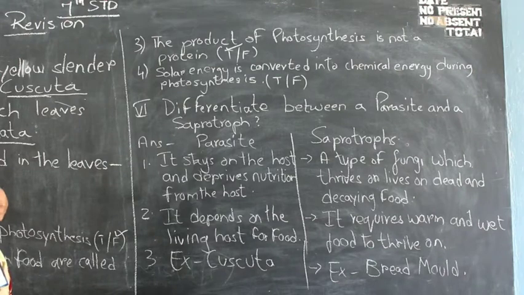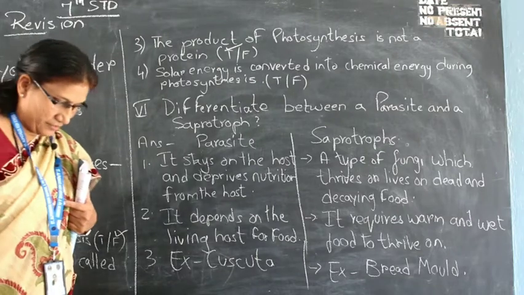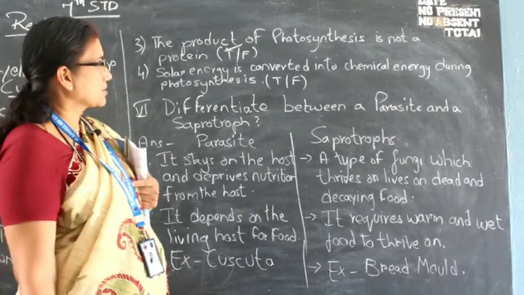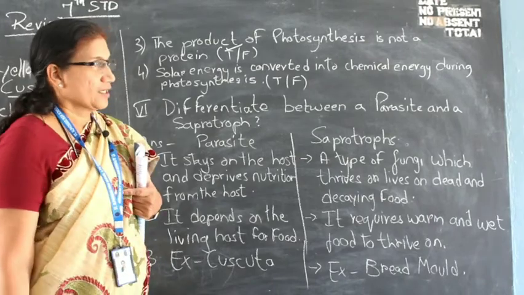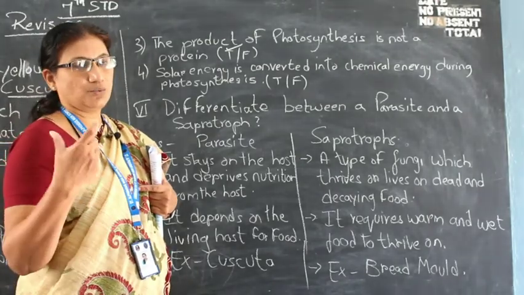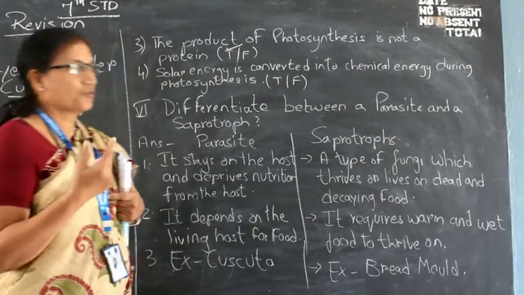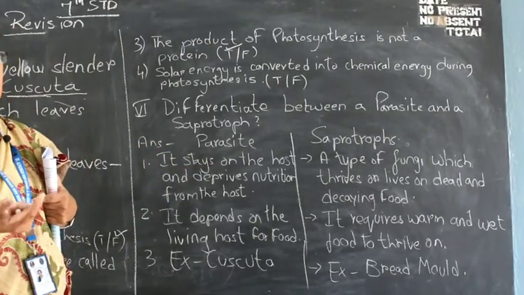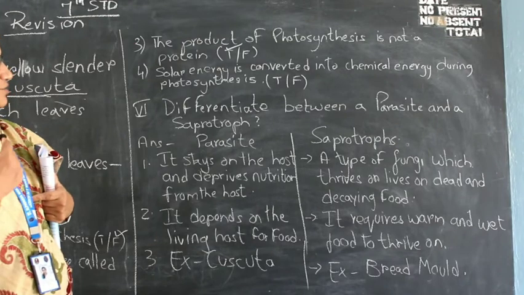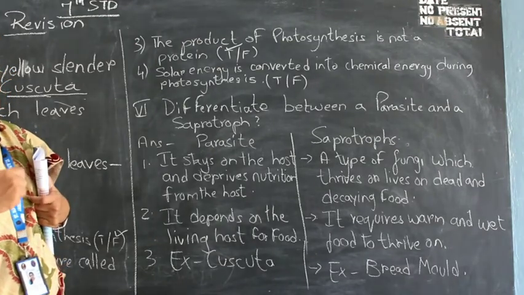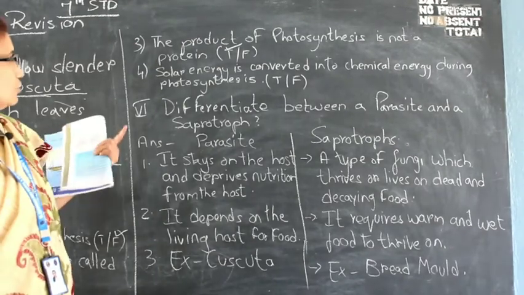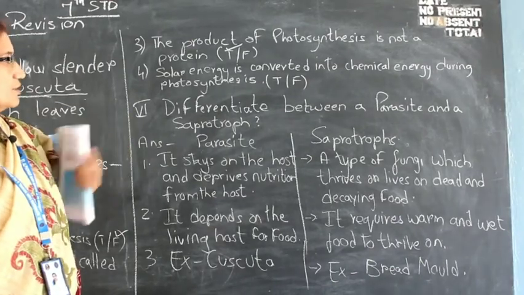Fine. Now, fourth point: solar energy is converted into chemical energy during photosynthesis. Is this correct, children? Solar energy which we get from the sun is converted into chemical energy. So, during photosynthesis, this is true.